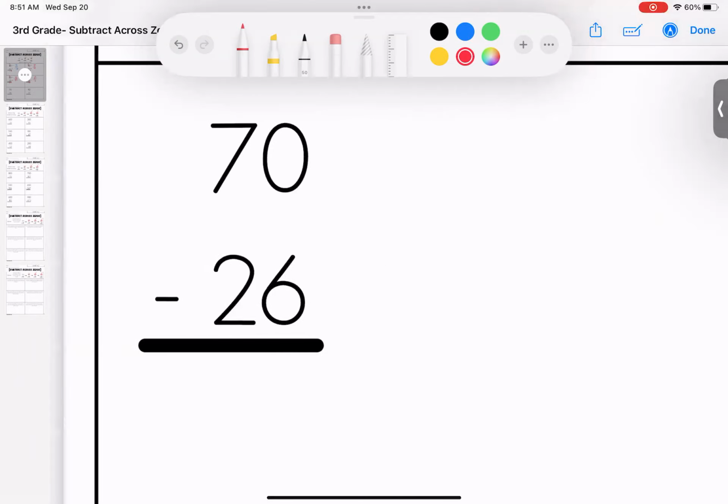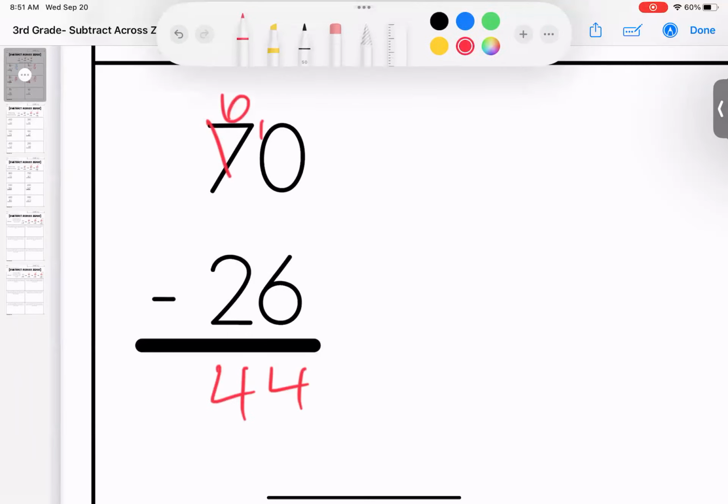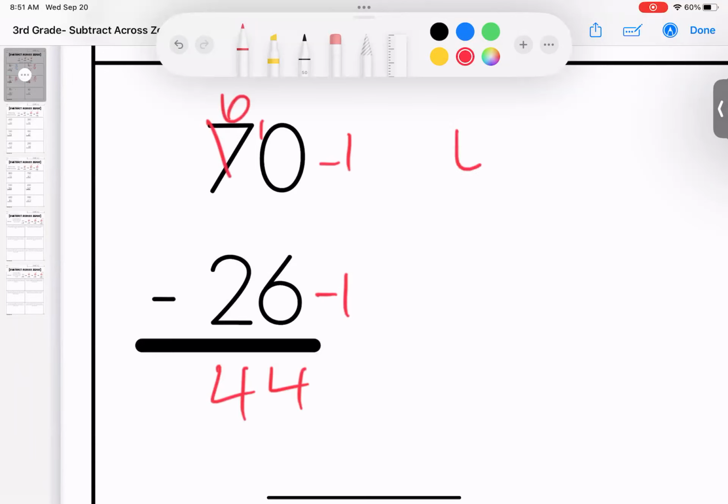Last two down the bottom. 7 becomes a 6, and I give my 10 ones. 10 minus 6 is 4. 6 minus 2 is 4. If I use my distance dance, I have 69 minus 25, which is also 44.